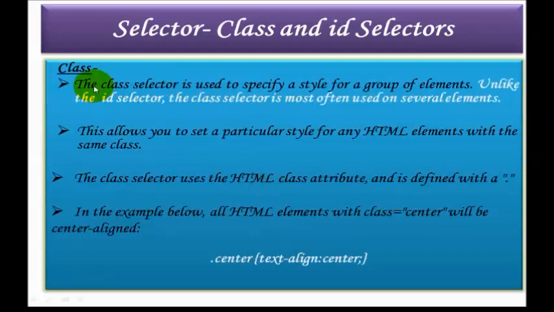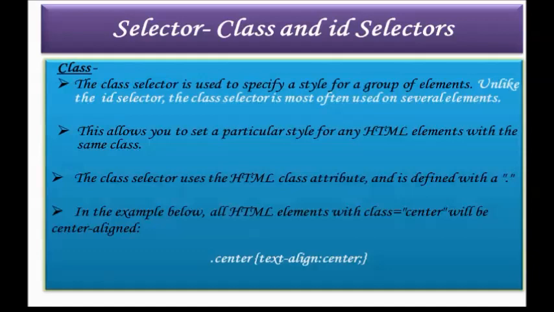So class. The class selector is used to specify a style for a group of elements. That is, an ID is for a single unique element, and a class is for a group of elements. Unlike ID, the class selector is most often used on several elements. But in case of ID, it can be used only for a single specific element, because for example an ID, if you take any IDs, an ID cannot be in multiple. It will be unique for one person. Likewise, if you use an ID, it will be unique for a specific element.